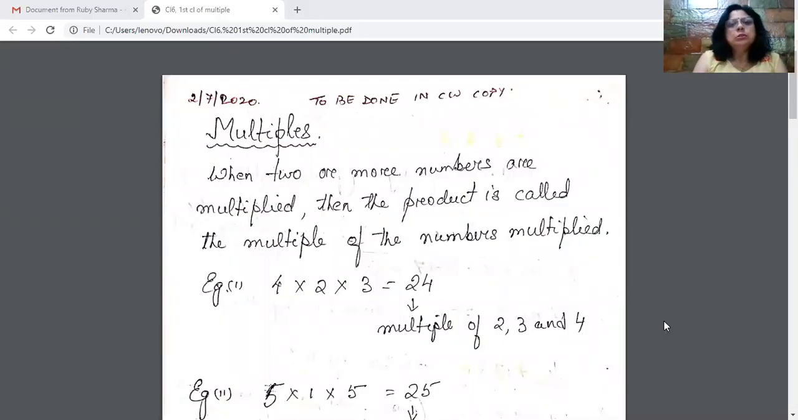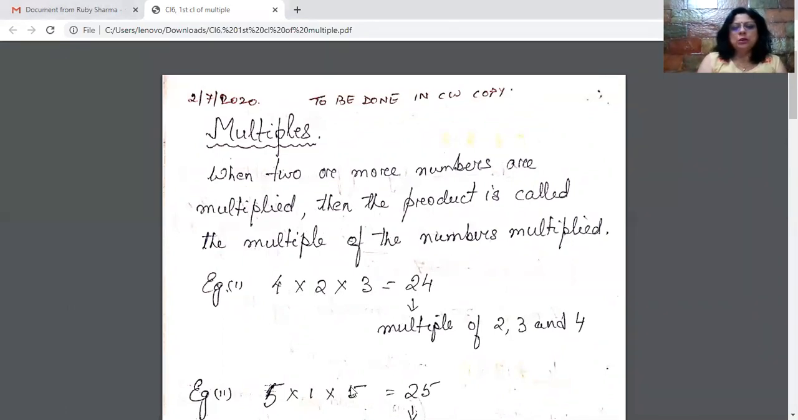So now, what are multiples? As a definition, you can also write: when two or more numbers are multiplied, the product is a multiple of the numbers multiplied. That means if 4 into 2 into 3 are multiplied, we get 4 into 2 is 8, 8 into 3 is 24. Then 24 is a multiple of 2, 3 and 4. Is it clear?